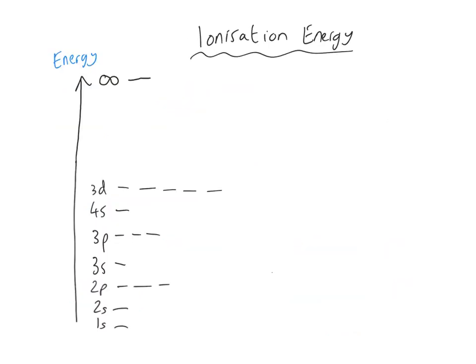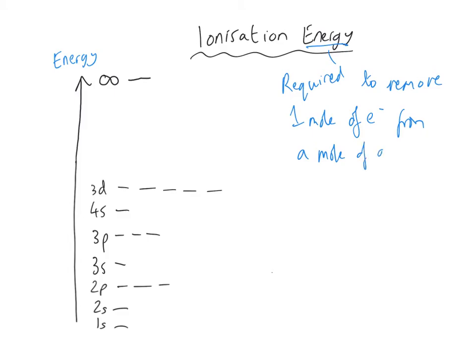Now let's have a look at ionisation energy. The ionisation energy, obviously, is the amount of energy, because that's in its name, but it's the energy required to remove 1 mole of electrons from a mole of gaseous atoms. Now, what does that actually mean? Well, what that means is the electron that gets removed is no longer a part of that atom anymore.